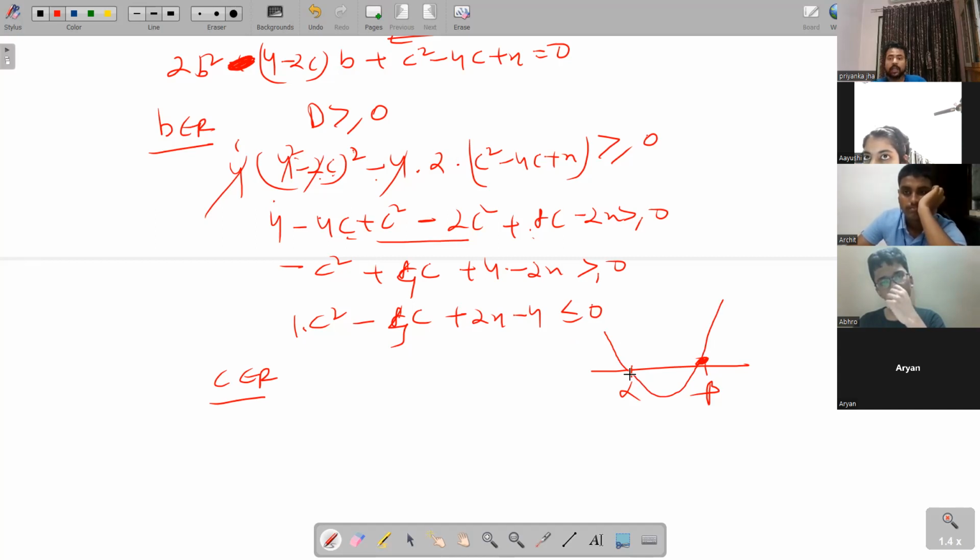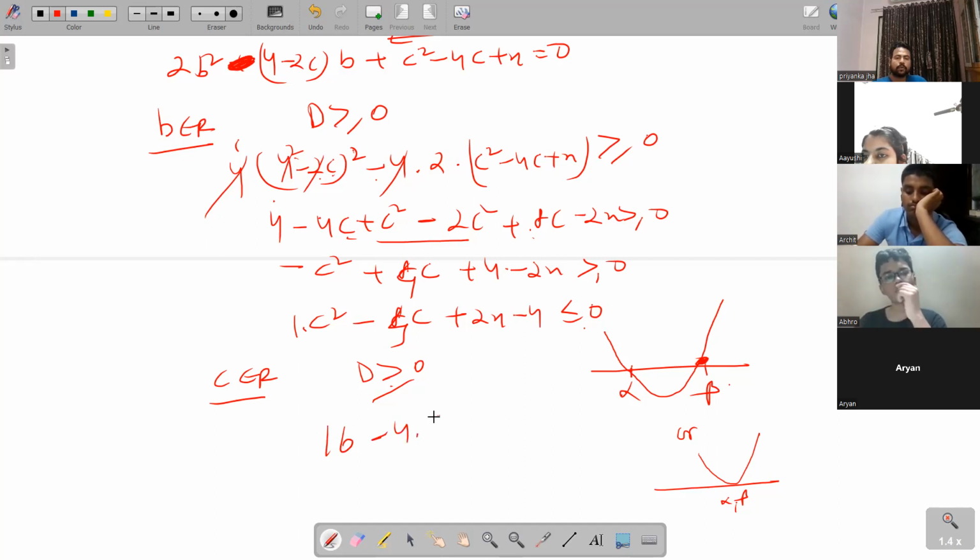So this will happen only in between the roots, because only between the roots will some portion of the graph lie below the x-axis. So this will be negative. Or equal to 0 is also possible, so it can also have this kind of roots, where both the roots are equal as well. So here you can say that the discriminant will be either greater than 0, meaning distinct roots, or equal to 0 like this. So just apply that formula, b square, that is 16 minus 4ac.